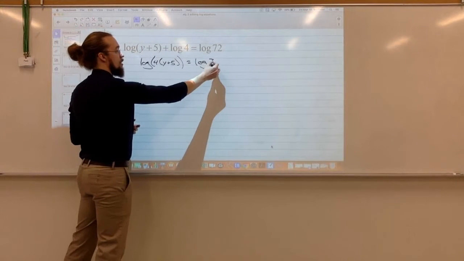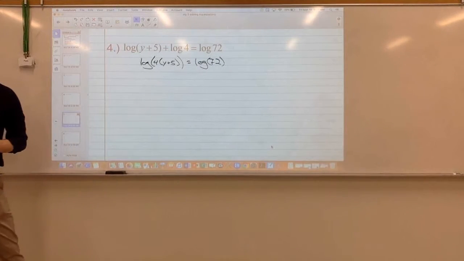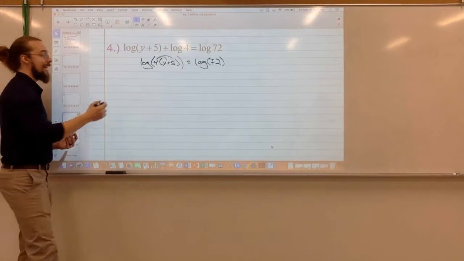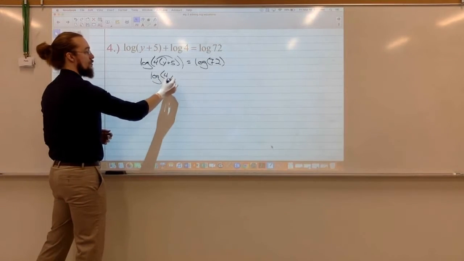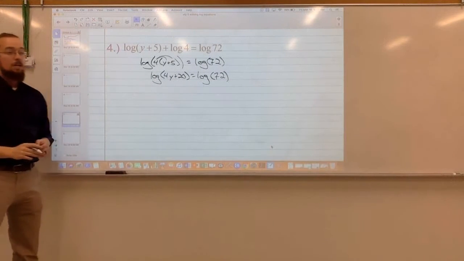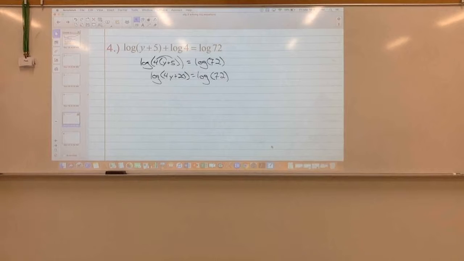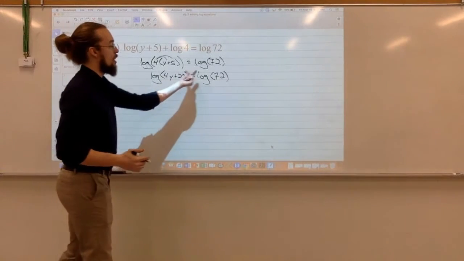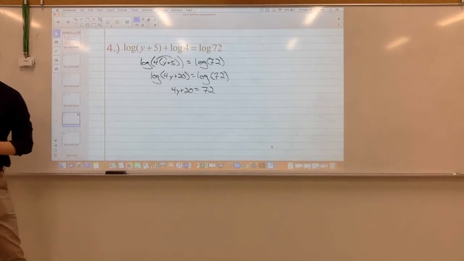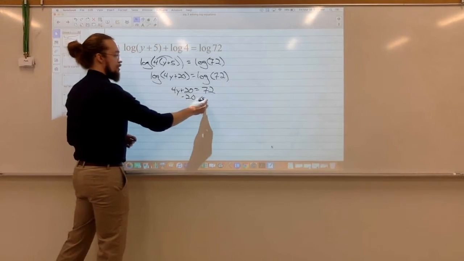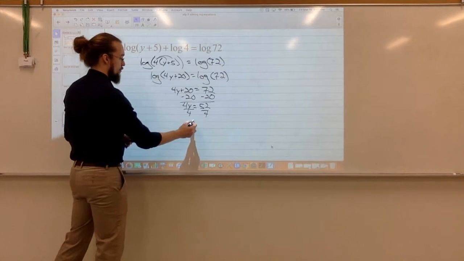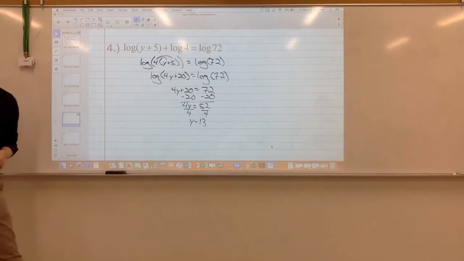And I'm not doing anything to this side. So over here, I would need to distribute this 4 through to both the y and the 5. So we have log of 4y plus 20 equals log of 72. Now I do have 1 log equal to 1 log. Now we can just take what's on the inside and set that equal. So I can say 4y plus 20 equals 72. Then subtract 20. 4y equals 52. Divide by 4. And we get 13.